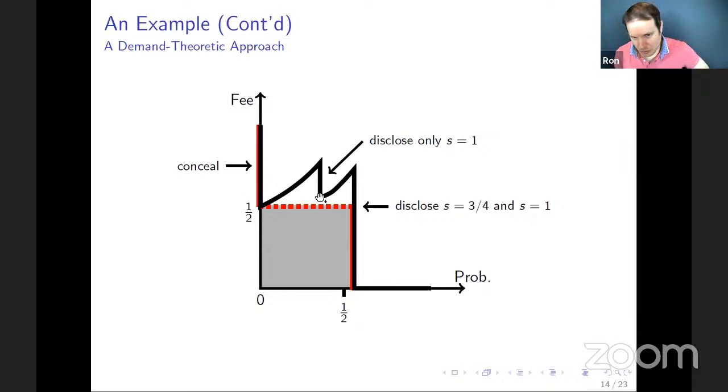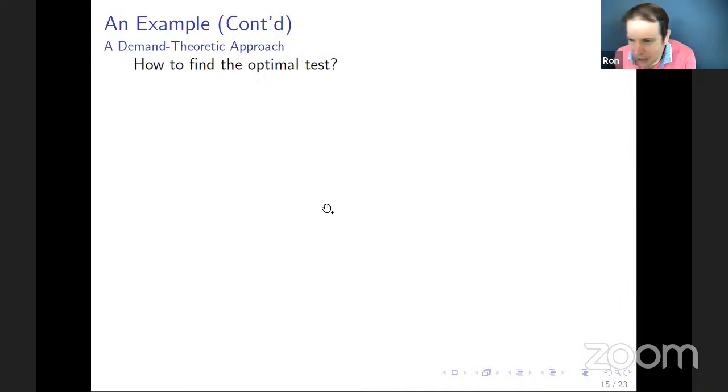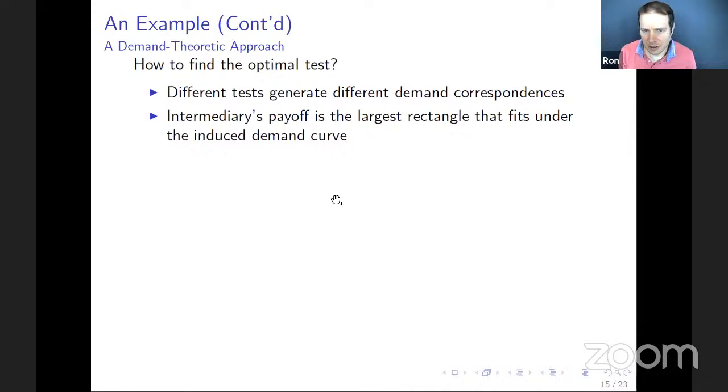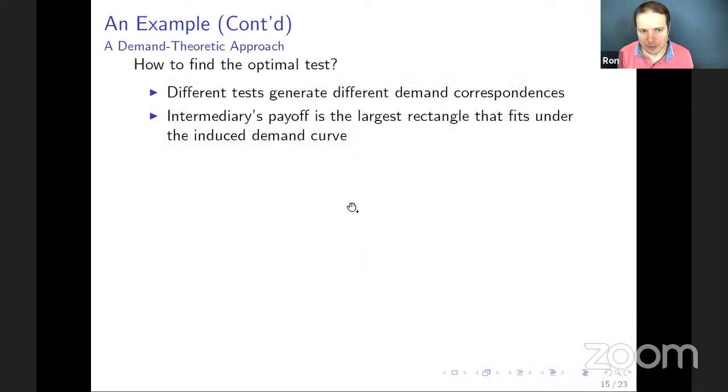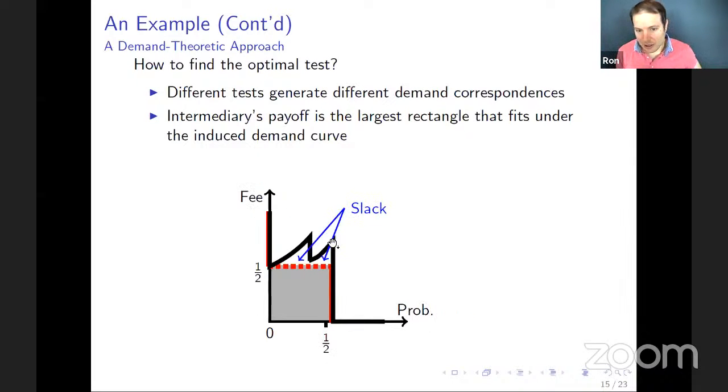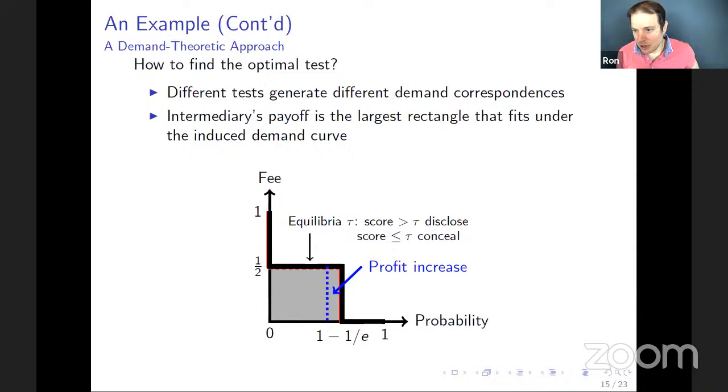And now comes the question. Okay, so we introduced one score. Can we introduce other scores? Should we introduce this score, maybe something else, and so on and so forth? So how do we go about this? Well, we just follow this intuition, right? Different tests, we saw two of them, are going to give us these different demand correspondences. And we saw that the intermediary's payoff is the largest rectangle that fits under this curve. So anything above the rectangle is kind of wasted, right? It's not generating any profit for the intermediary. So we start from this slack, we moved here. Ideally, we would like to move all the way here, right? To just flatten this demand curve all the way and thereby leave no slack.